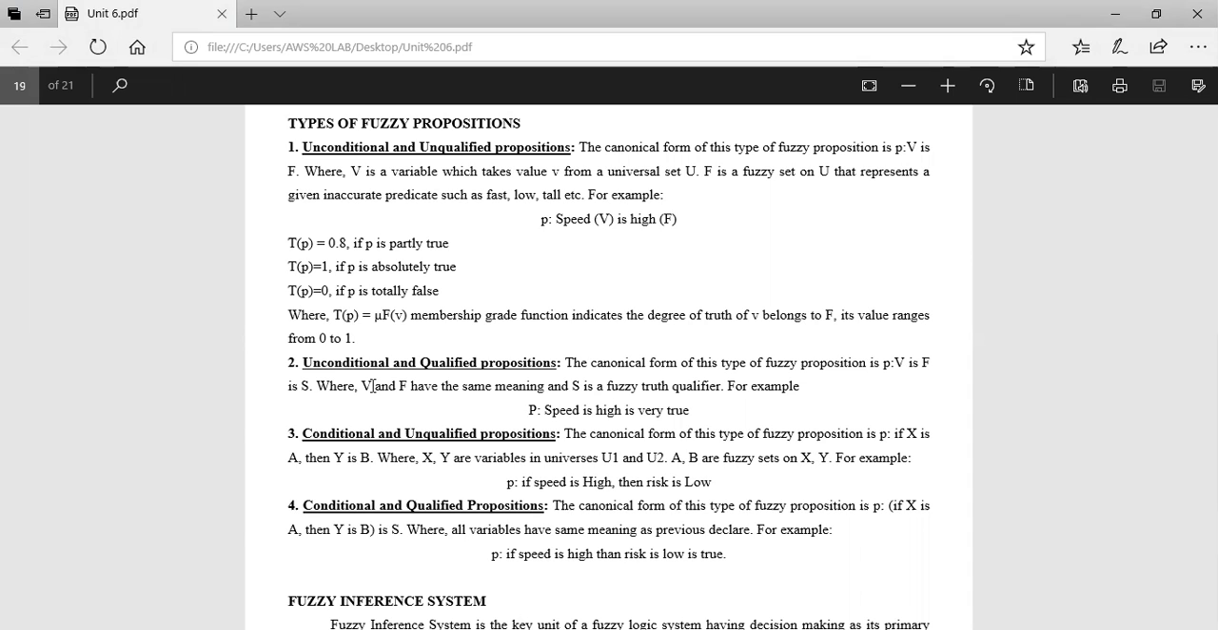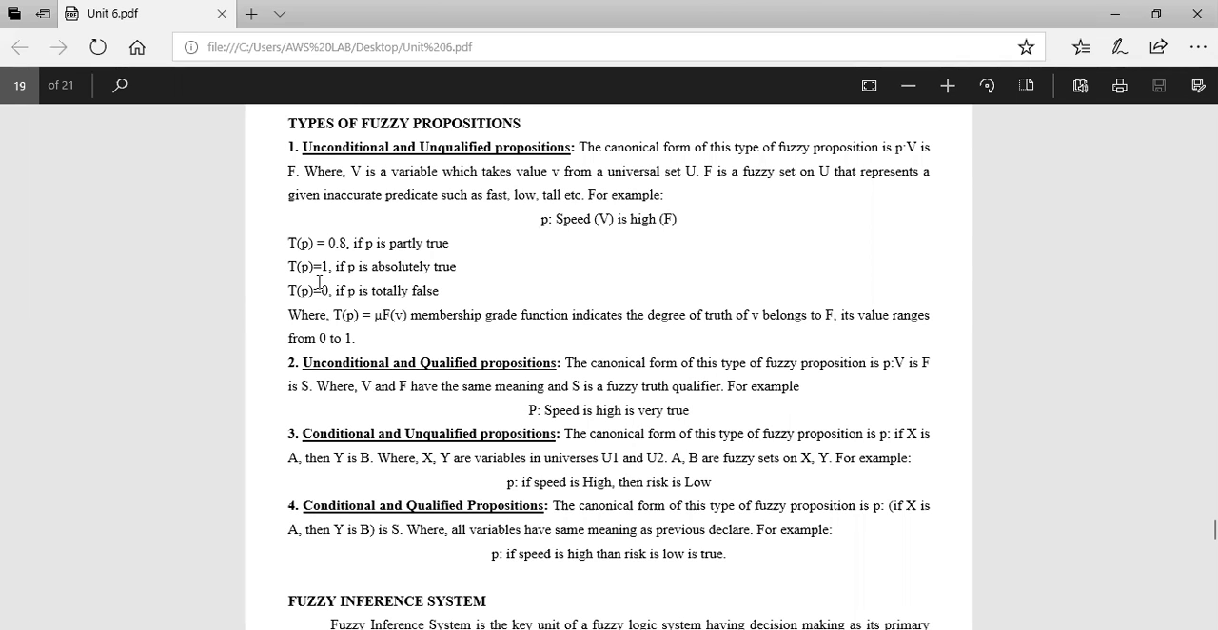See, if you look into the example, P colon speed of B is F, an empty fuzzy preposition. P is nothing but the preposition. Colon speed of B. B is nothing but the variable. F ante fuzzy set antam. So P is nothing but preposition. Colon speed of B is T of F. So ikkada P is nothing but proposition.